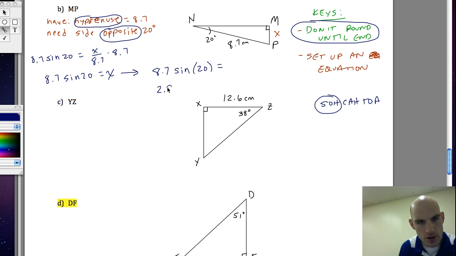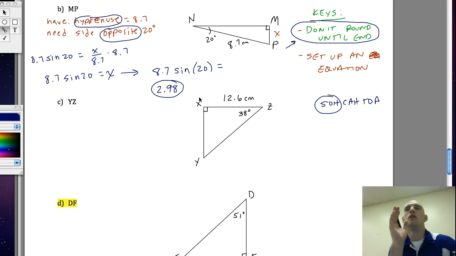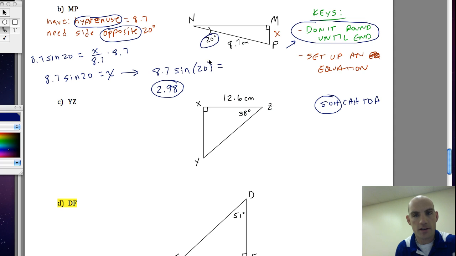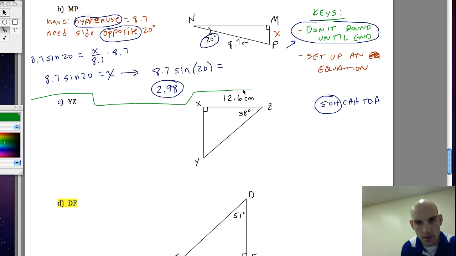8.7 sine 20 gives me 2.975. So I'm going to round to 2.98 because I did not round to the end. Remember, your calculator needs to be in degree mode because we're dealing with degrees. So, degree mode is key. 2.98. Let's do one more. I'll keep my SOHCAHTOA on hand because I have a feeling I'm going to use it.